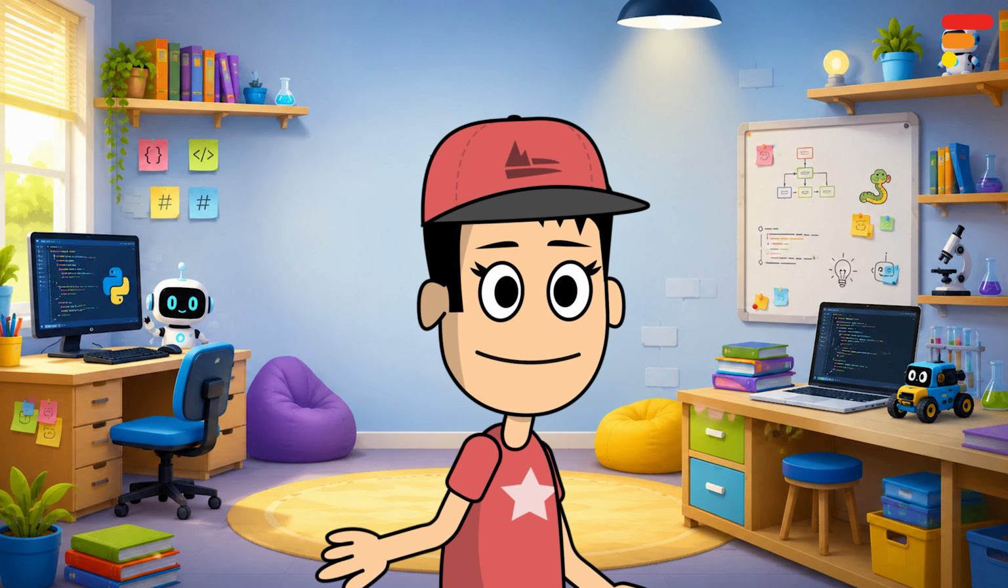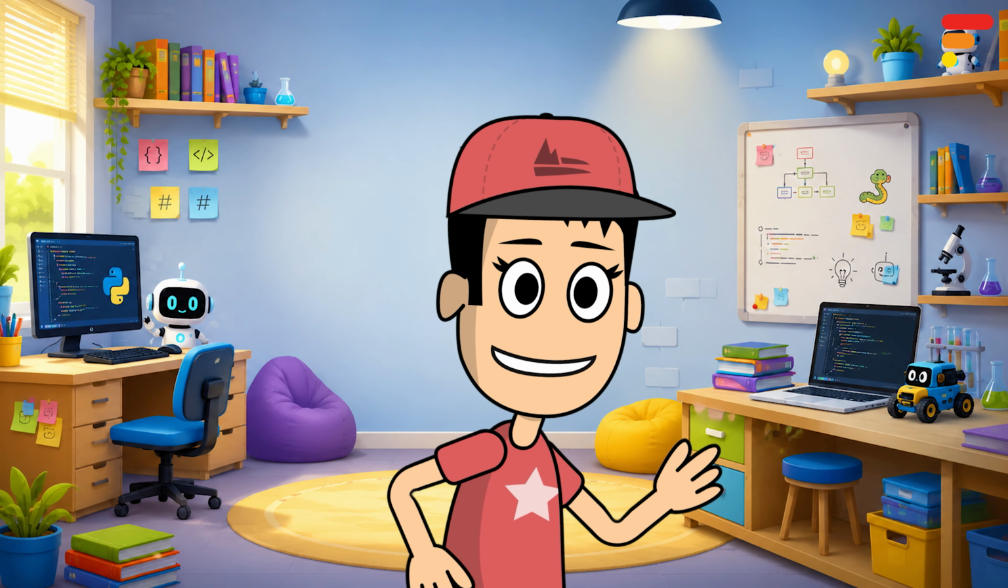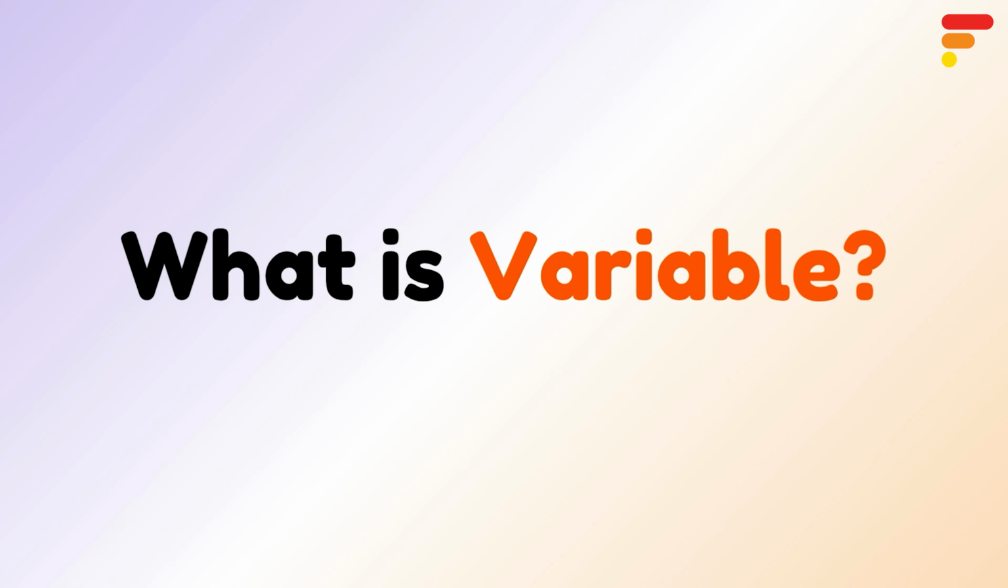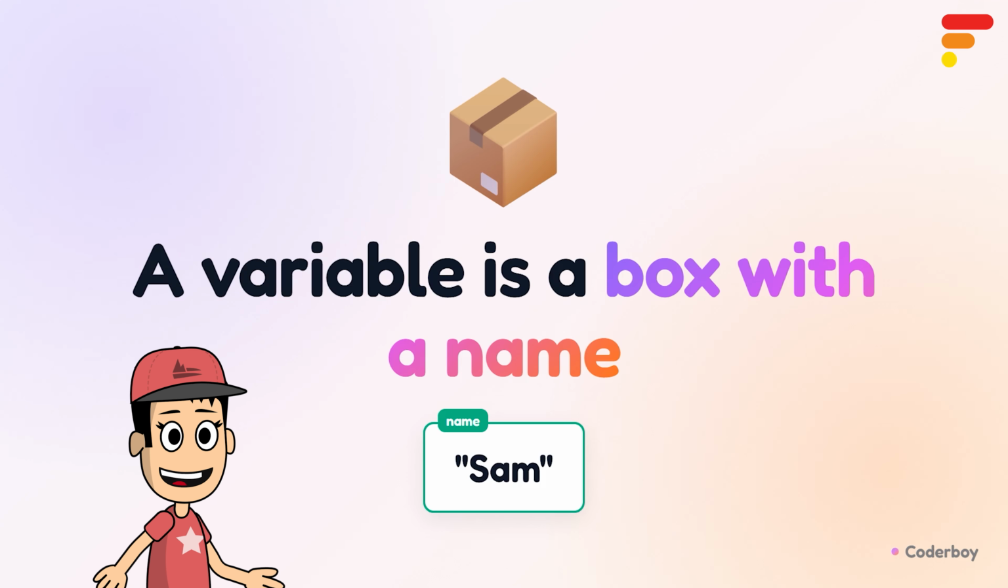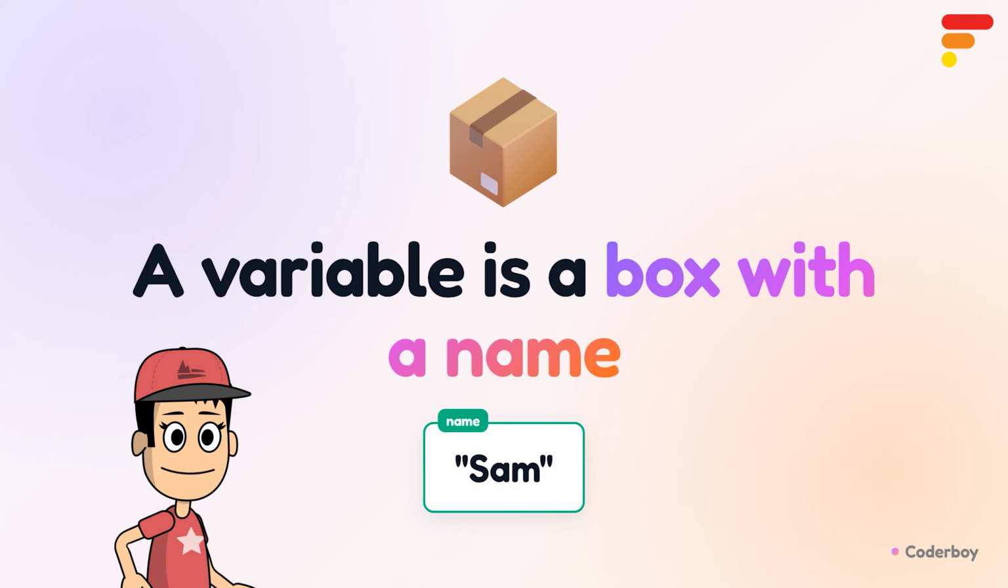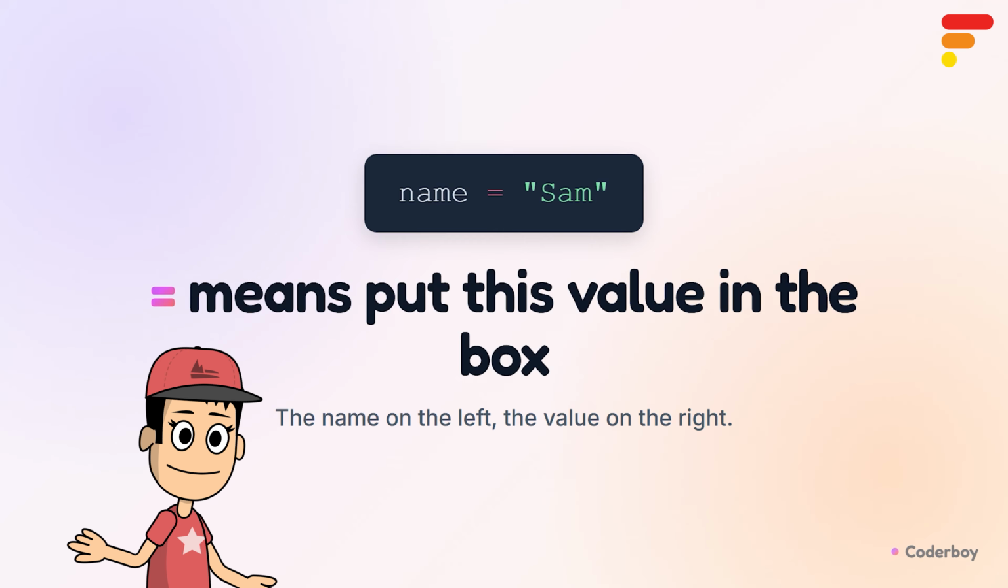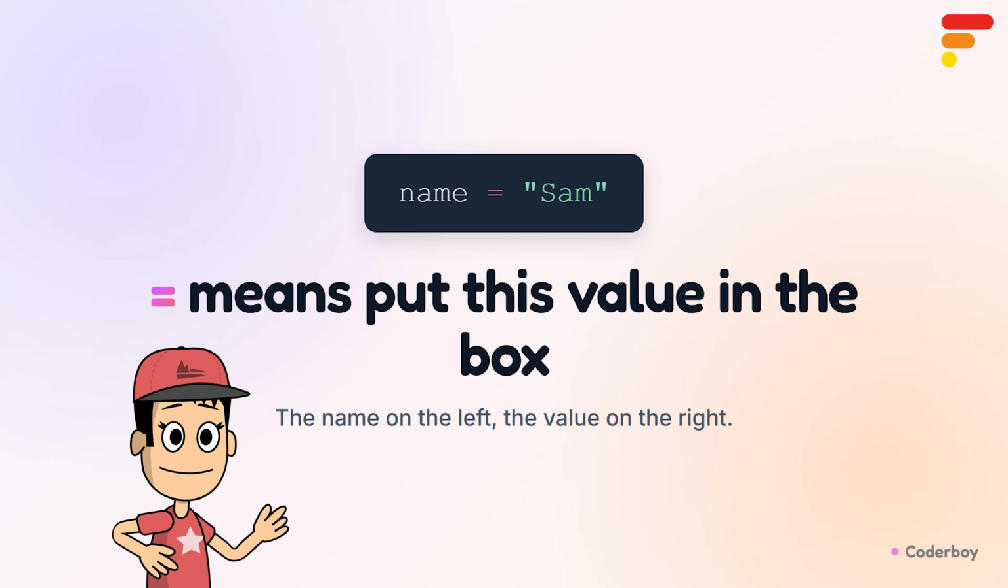In the last video, we learned our first Python instruction, print. Today, we will learn about variables. A variable is like a box. We give the box a name and then we put a value inside it. In Python, we use the equal sign to put a value inside a box, that is a variable. The name goes on the left and the value goes on the right.